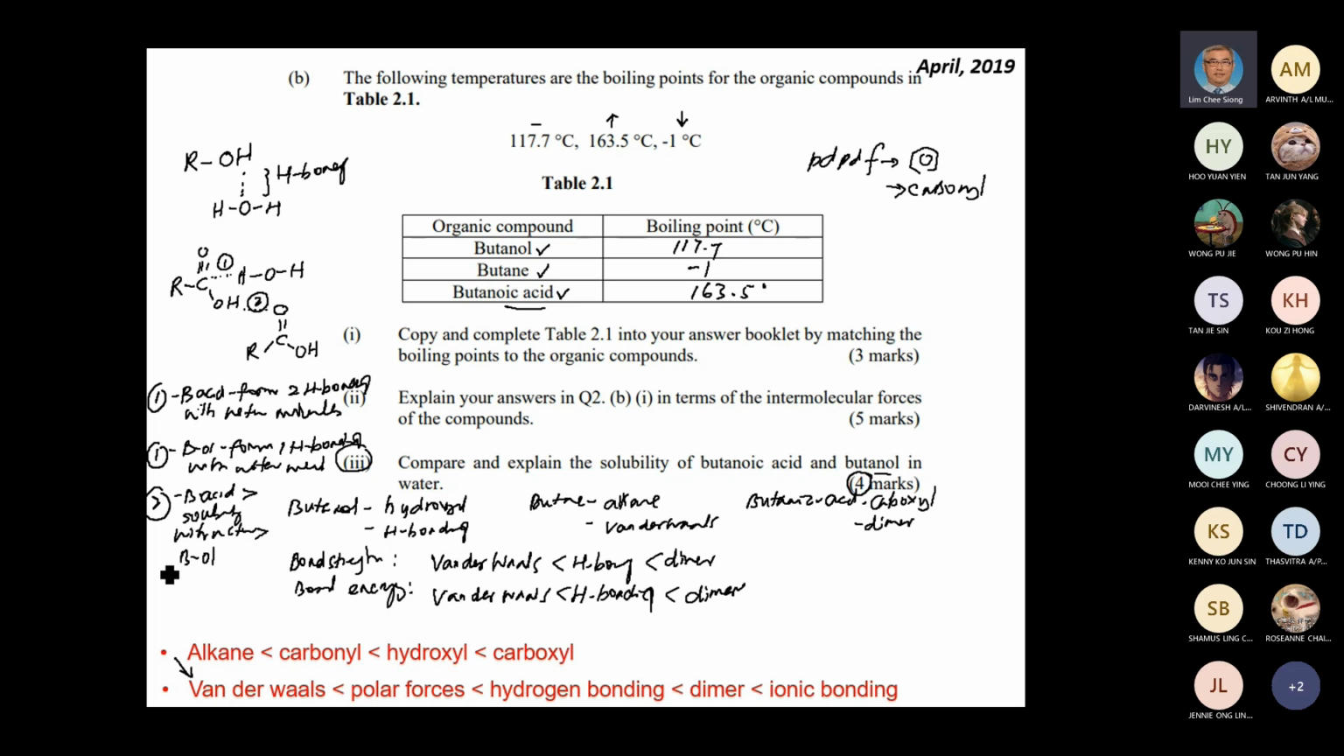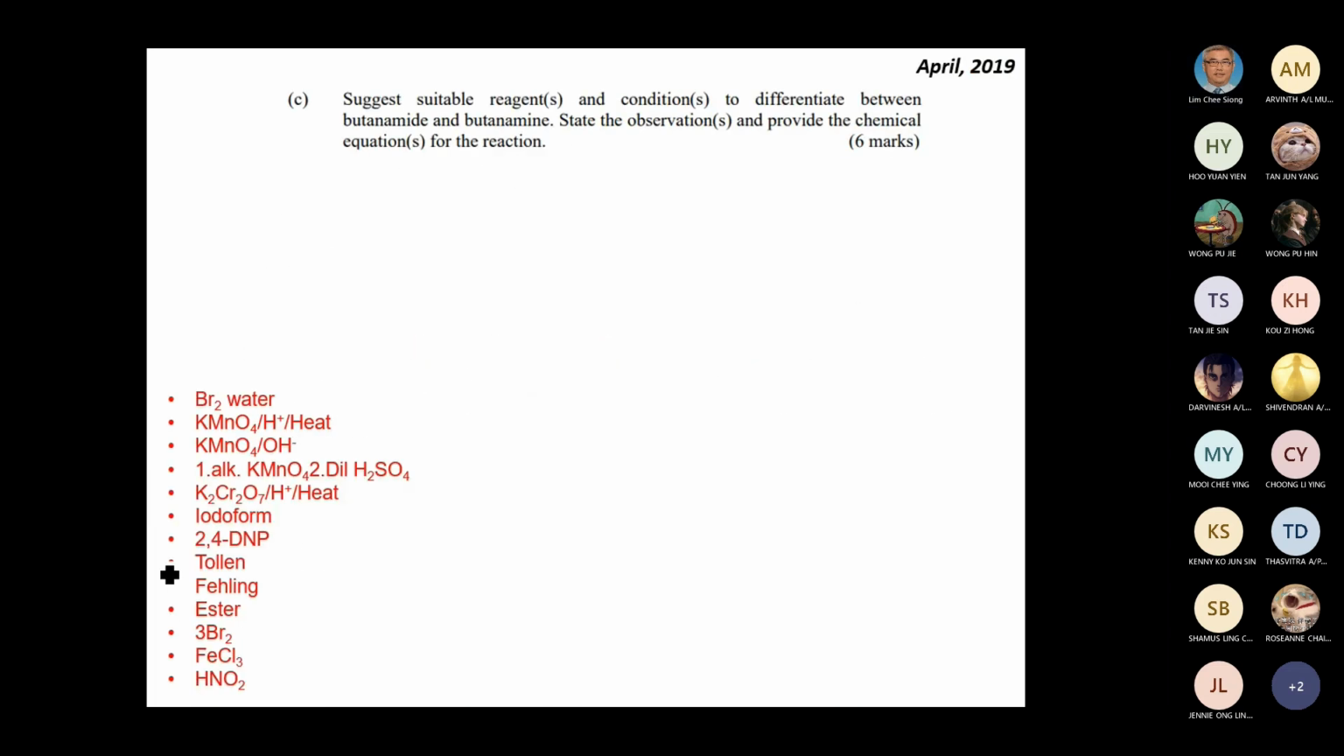Shall we proceed? Yes, we go to our last part today. Okay, last part is how you're able to identify between the two. Suggest suitable reagents, conditions, and the difference between butanamide and butanamine group. State the observation and provide chemical equation for the reactions. So now you do a check. Butanamide here. This is butanamide. Butanamine here.